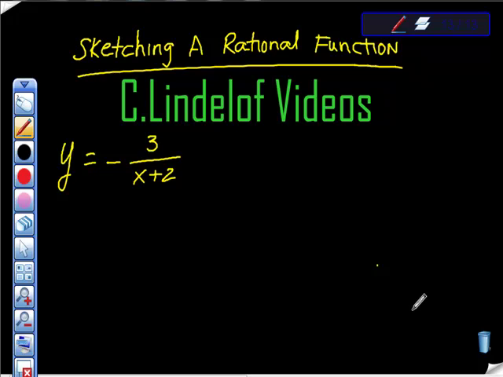Sketching a rational function. Let's take a look at the graph y equals the opposite of 3 over x plus 2. The first thing I did was this. Just for today, I thought I'd look at it this way.